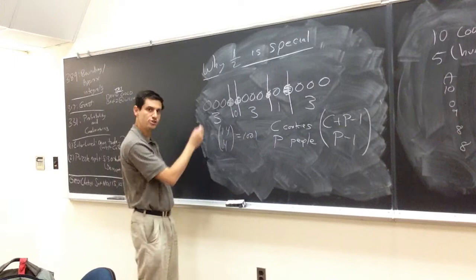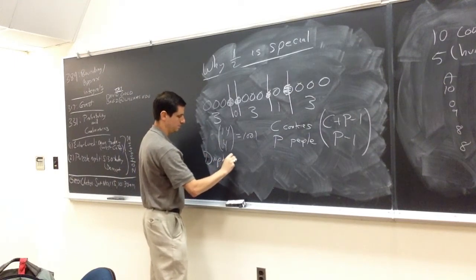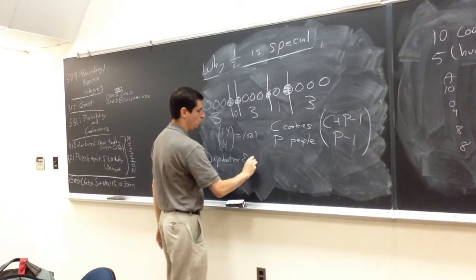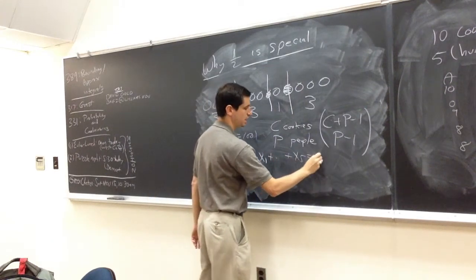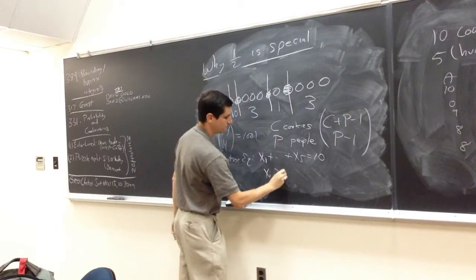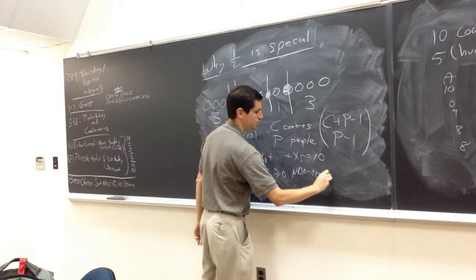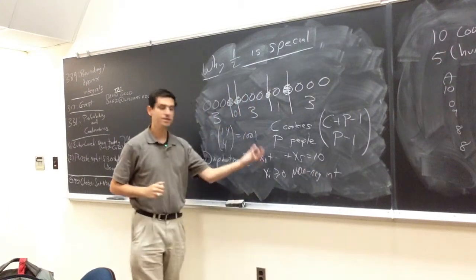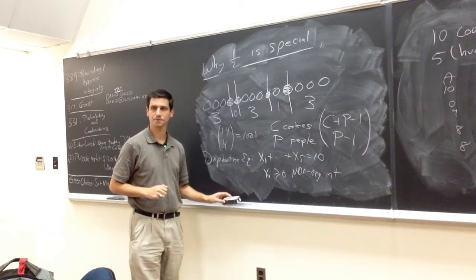What we're doing is we're actually solving what's called a Diophantine equation. We're solving x1 plus through x5 equals 10. Each xi is a non-negative integer. And we're solving the system of equations. And it turns out there's a very easy way to solve this. That's what we've just done.